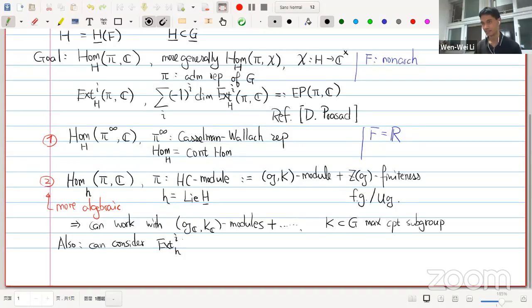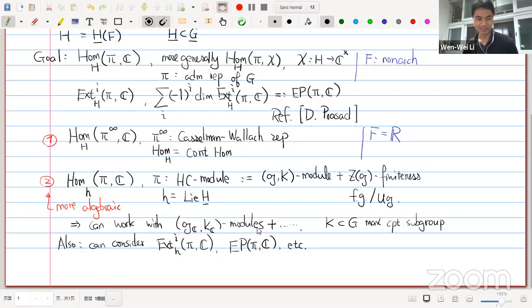Ext-IH that is computed in the category of H modules in a purely algebraic way. Also EP, pi C, and so on. Assuming that these Ext groups are finite dimensional. Of course, later on we will assume H to be spherical, so this is a no result.